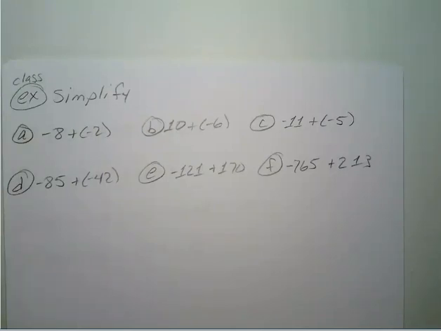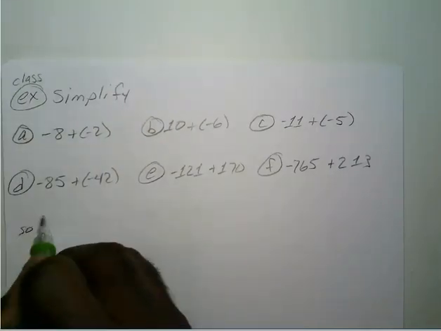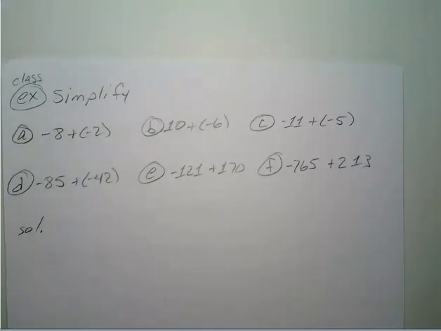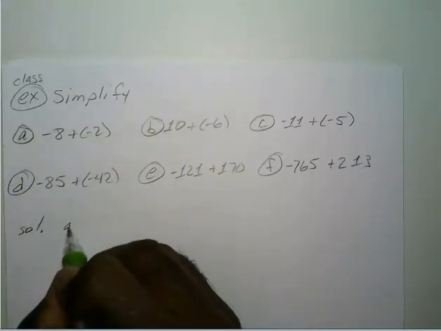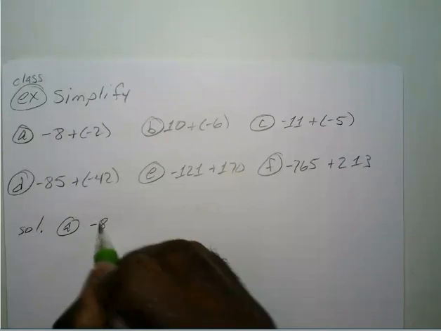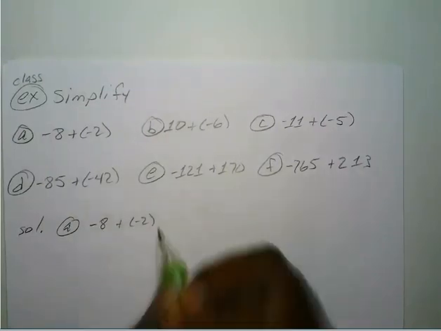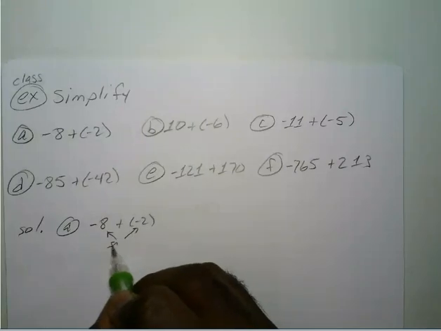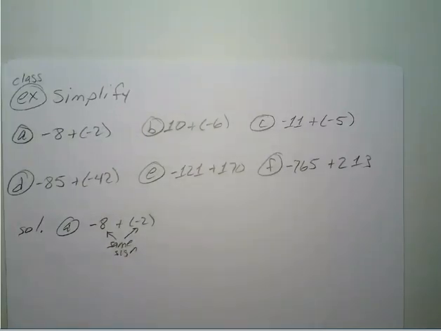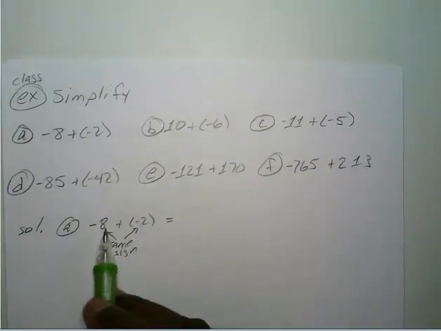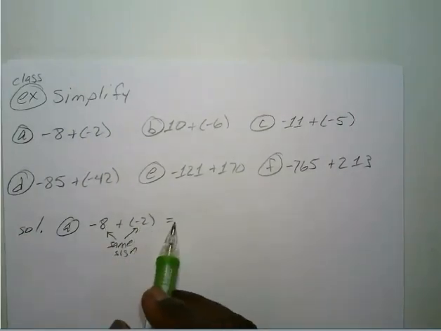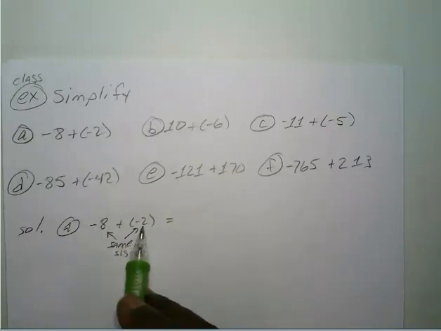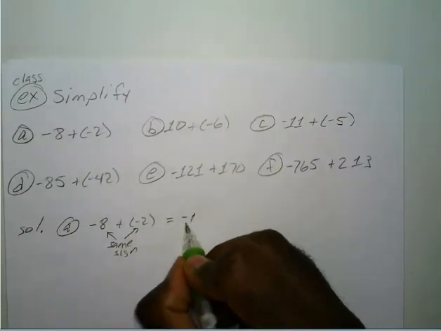All right, so I'm assuming you've paused it and worked it out. Let's verify your answer. For problem A, you have -8 plus -2. Again, same sign, both negative. So if +8 plus +2 is equal to +10, then -8 plus -2 is equal to -10.